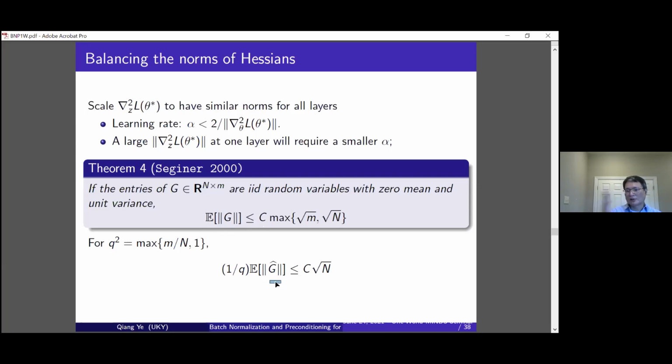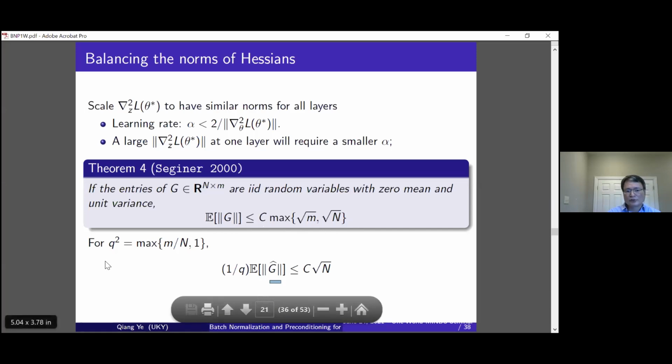Now in G hat, the first column and the remaining columns are orthogonal. So the norm of G hat can be expressed in terms of the norm of G and the norm of the first column. And they came out to have the same bound as this one here.